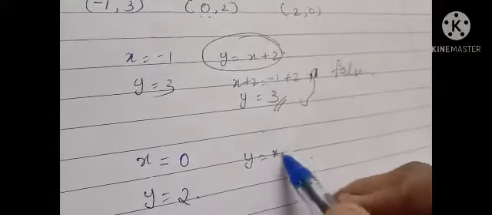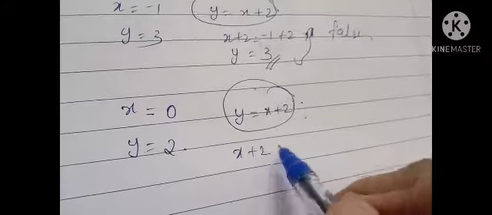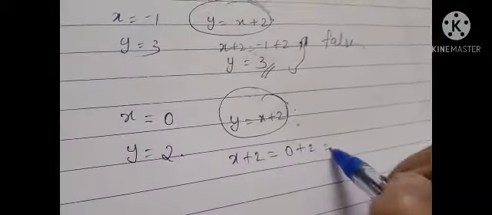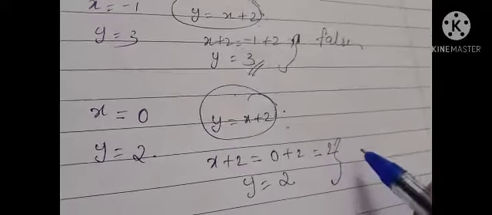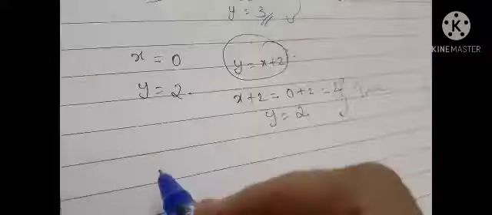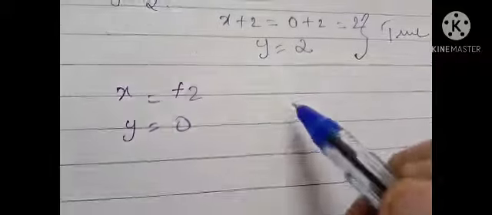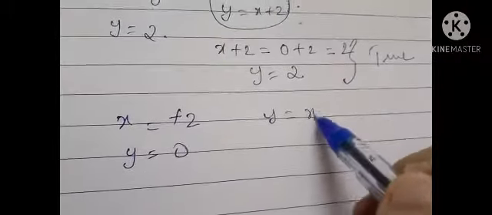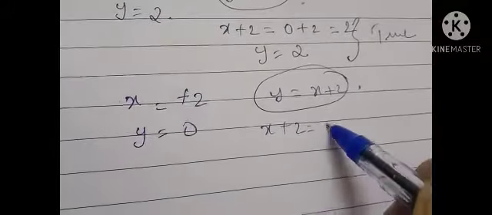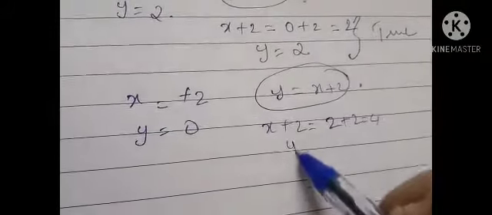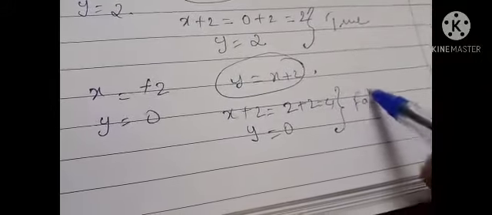Then we can check that by the second solution, that is x equal 0, y equal 2. Then here y equal x plus 2 is true or false, that we have to check. For that we have to find x plus 2, that is 0 plus 2 equal 2. Then what is y given? 2. Here these two are equal, so it is true. Then we check the third solution, that is x equal 2 and y equal 0. Here also we check y equal x plus 2. x plus 2 is 2 plus 2, that is 4. Then y is given as 0. These two are not equal, so it will be false.